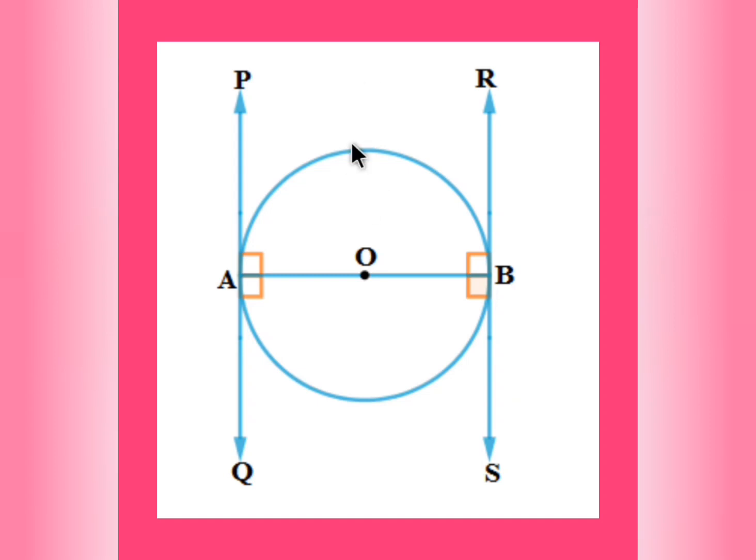Moving to the next one, if you draw two tangents at the end points of the diameter of a circle. So AB is the diameter for the circle with center O, and you draw two tangents touching the end points. PQ and RS are the two different tangents, and they are parallel.